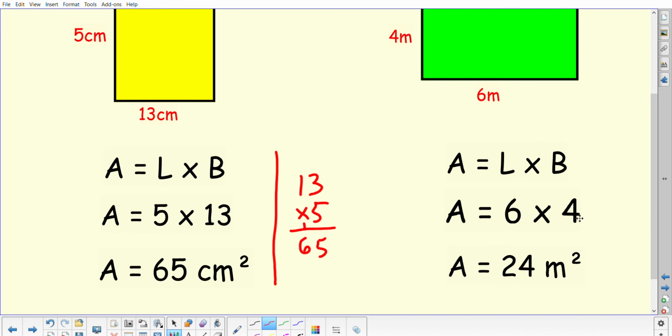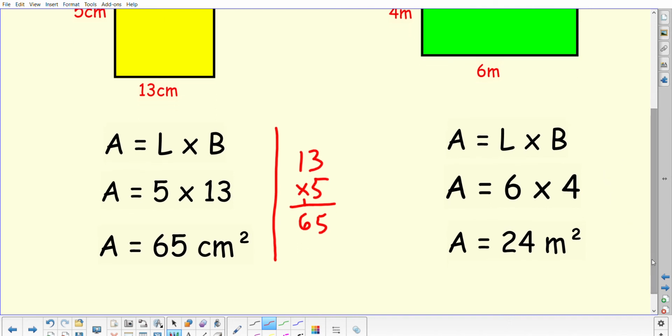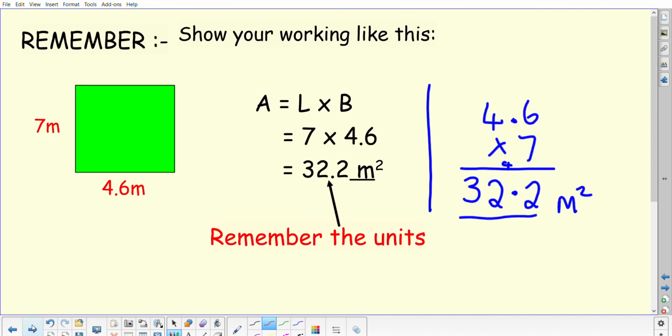I know you can do 6 times 4 in your head, so that's why you'd write it down. But the 3 lines of working are what I would be looking for. So make sure you've maybe paused the video and copied those 2 examples and see how to write down your working.